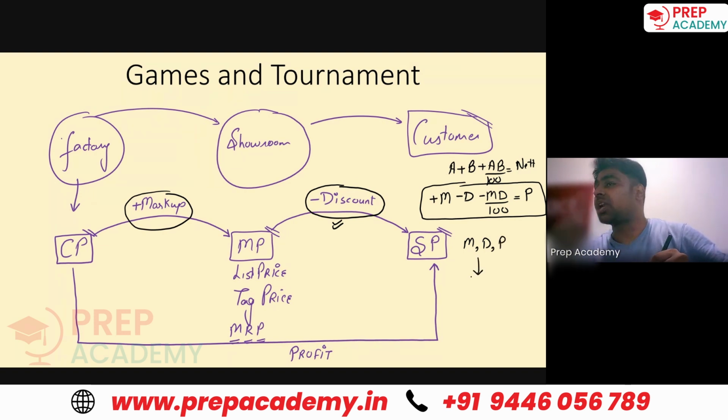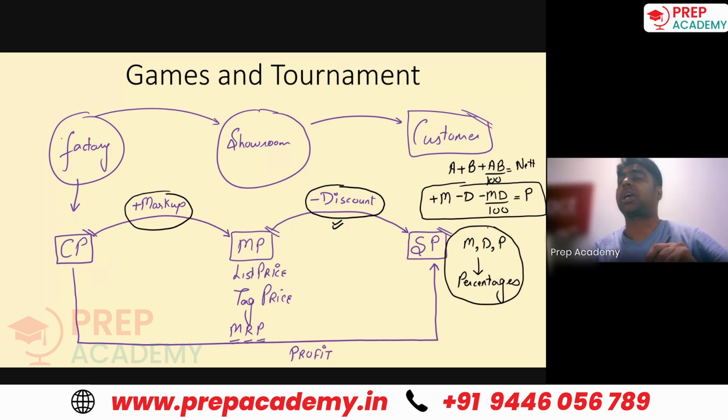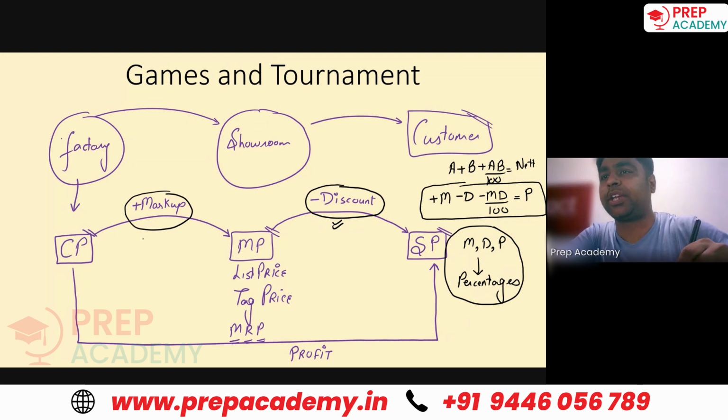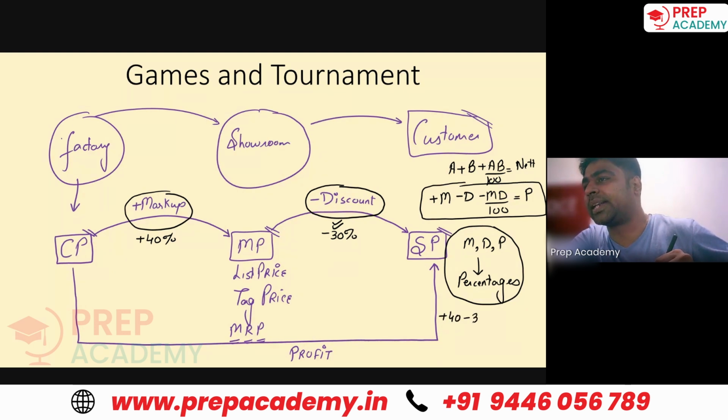So this is a very important formula wherein M, D, P are not denoting, listen to me very properly, the markup, discount and profit values. They are denoting percentages. These are not values, these are percentages. It's not like if the markup is 100 rupees, I'll write 100 instead of M. If the markup is 40% and an item is sold at a 30% discount, instead of M I will write plus 40, and instead of discount, I will write minus 30.